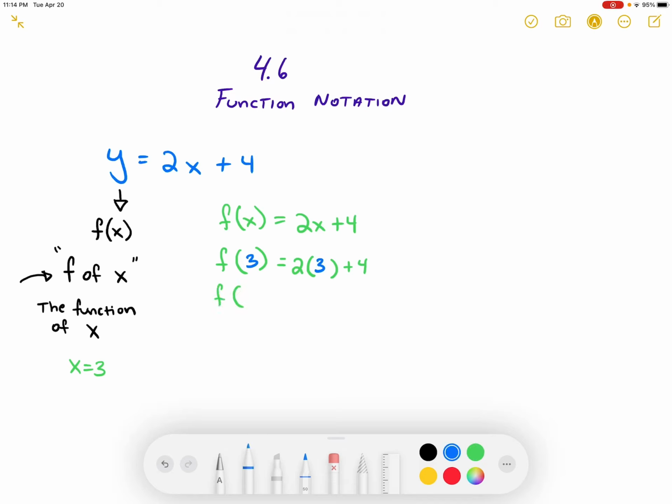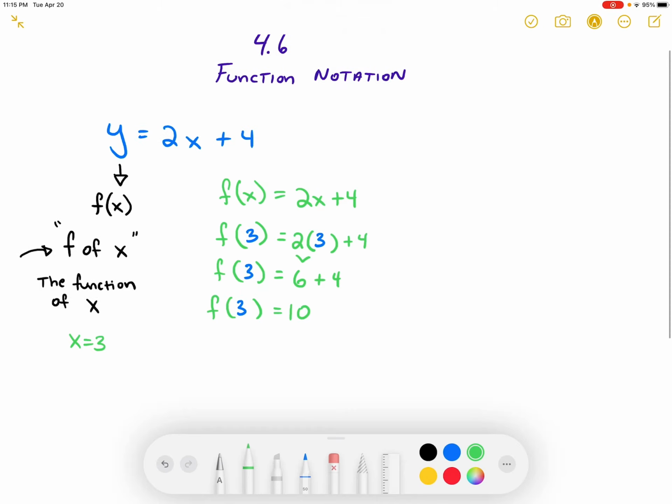F of 3 equals 2 times 3 is 6. Drop the plus 4. F of 3, I just rewrite it again to keep it consistent, equals 6 plus 4 is 10. Okay, there's nothing else I can do.